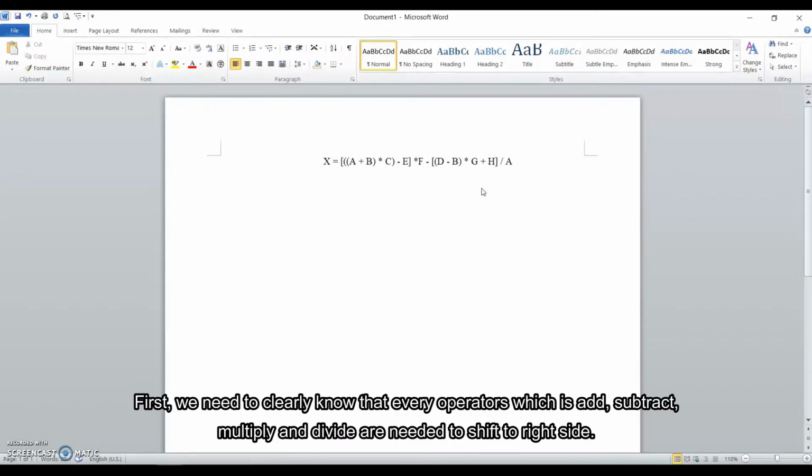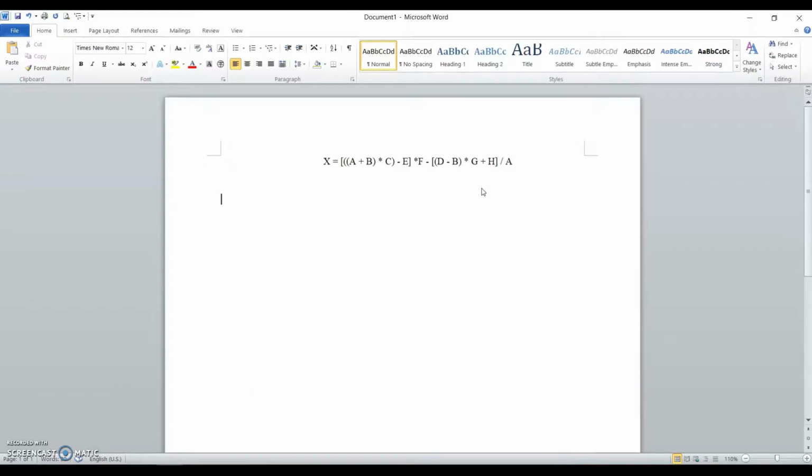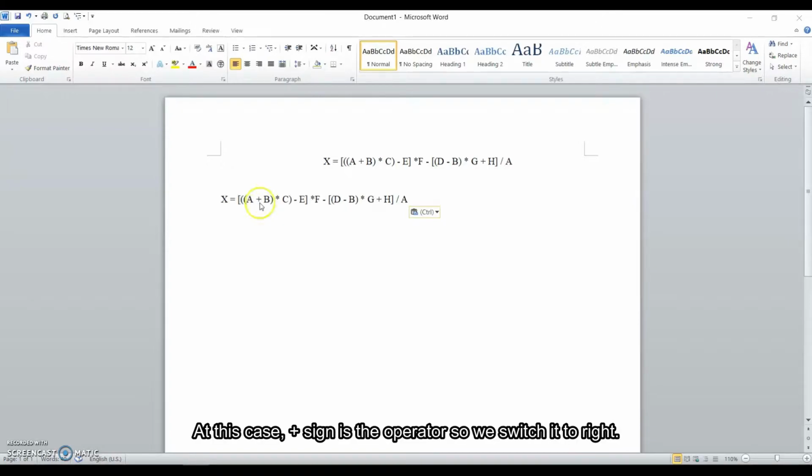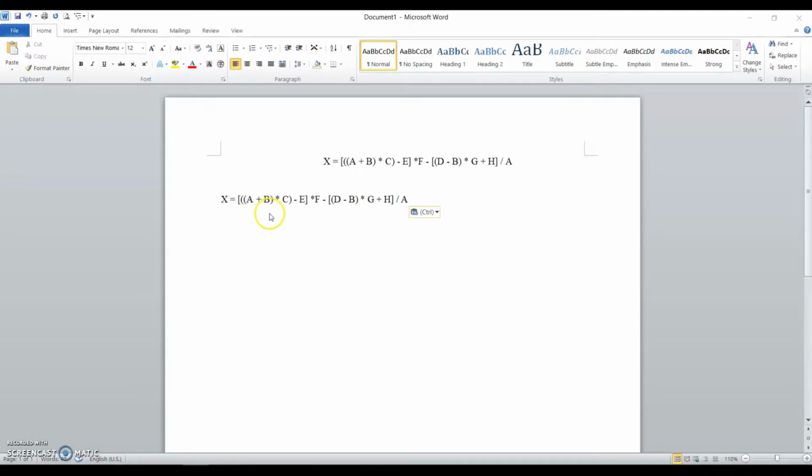First, we need to clearly know that every operator, which is add, subtract, multiply and divide, needs to be shifted to the right side. Let's start with the first operation, which is a plus b. In this case, plus sign is the operator, so we shift it to the right. So it will become ab plus.